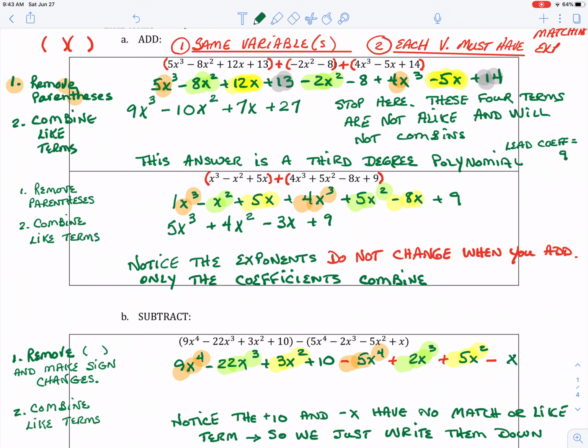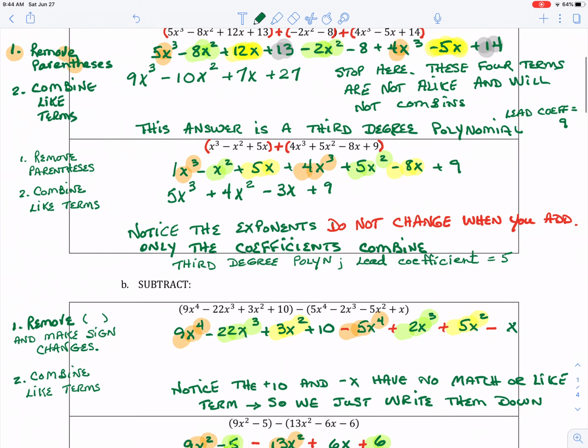And this ends up being a third degree, again, as a matter of reviewing what we talked about last video. This is a third degree polynomial, and I'm going to abbreviate polynomial. And the lead coefficient is 5. All right, so those are 2 addition problems.